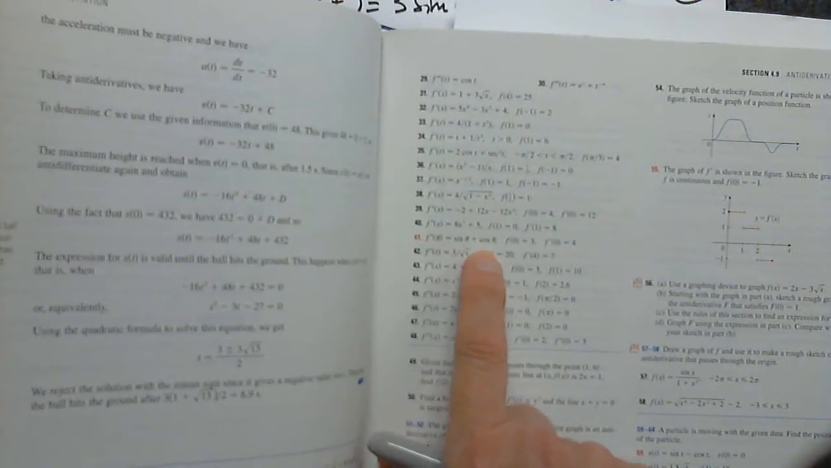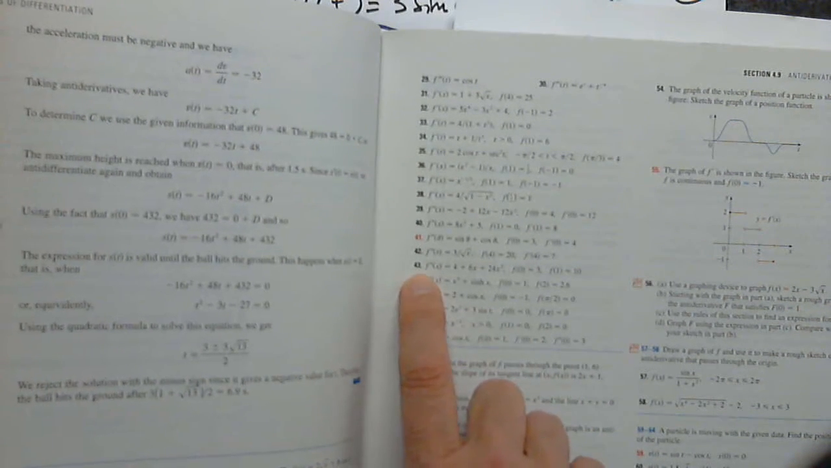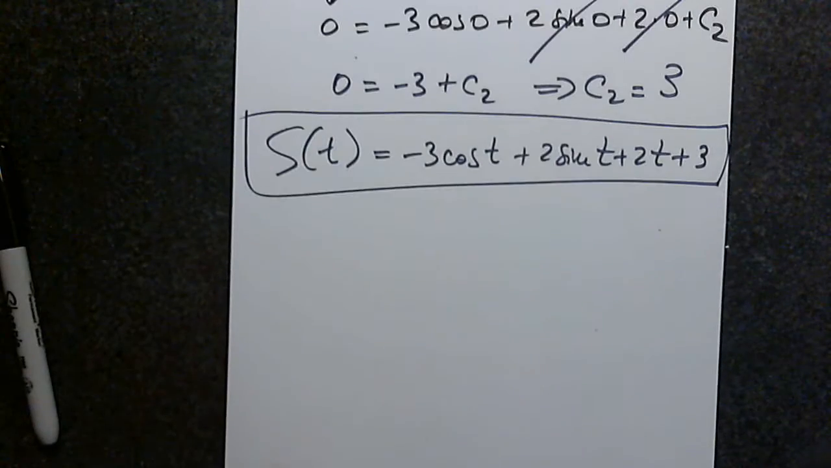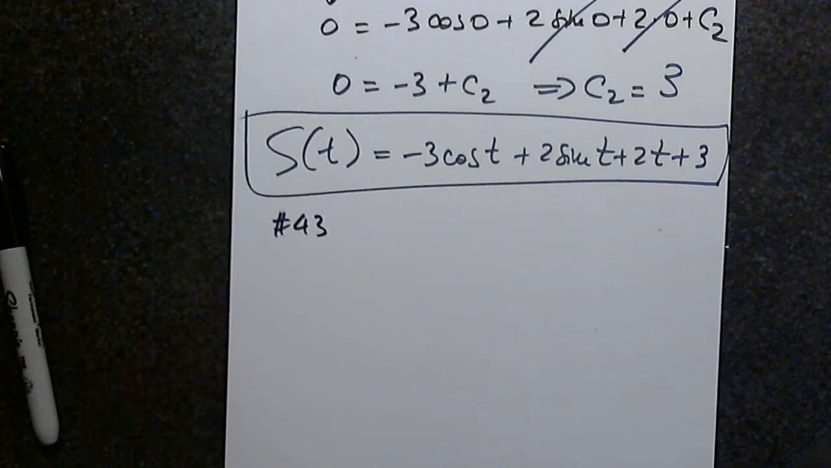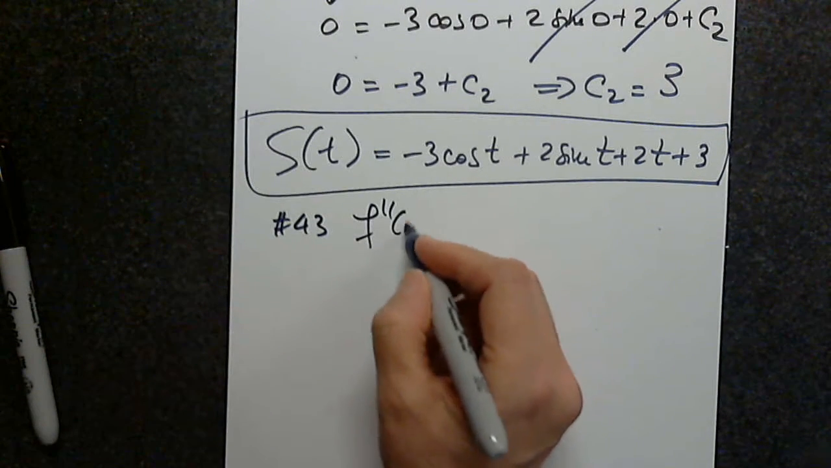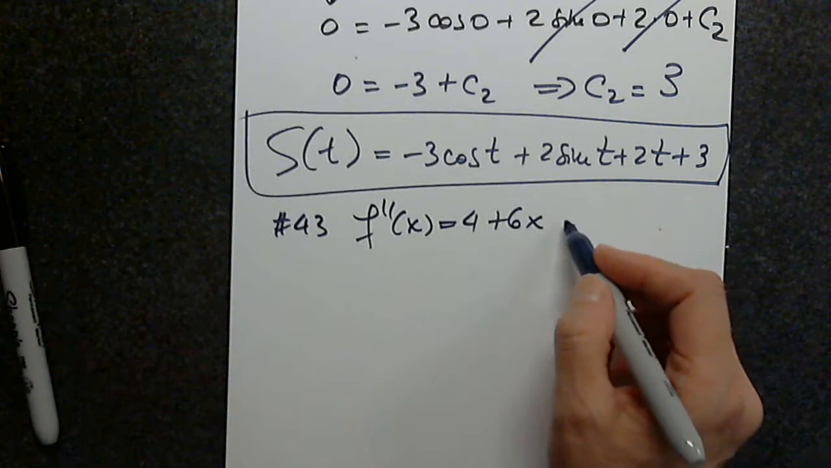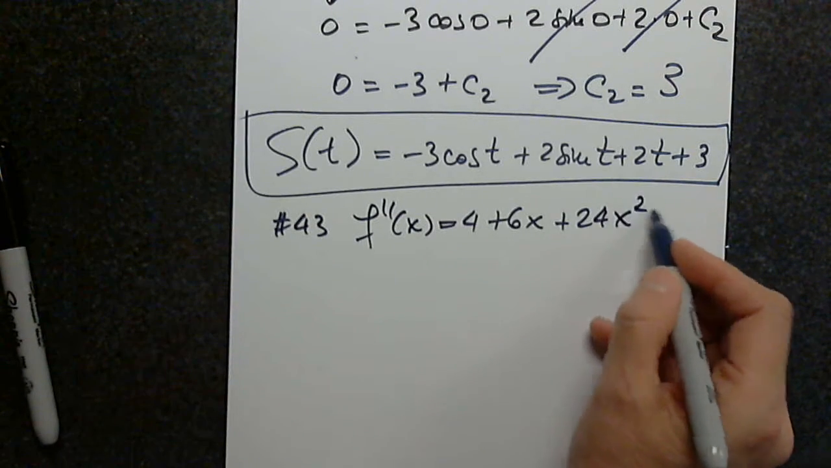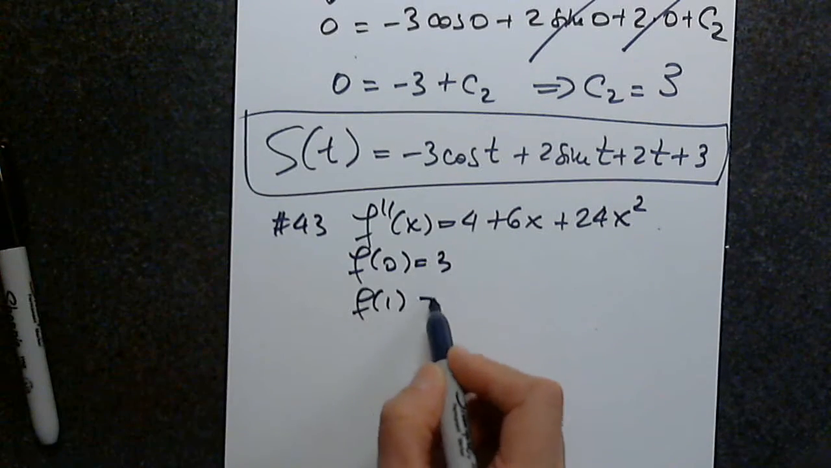41. It's sine and cosine again, but that's okay. I think we should look at 43. The second derivative equals 4 plus 6x plus 24x squared, and we are told f of 0 is 3 and f of 1 is 10.